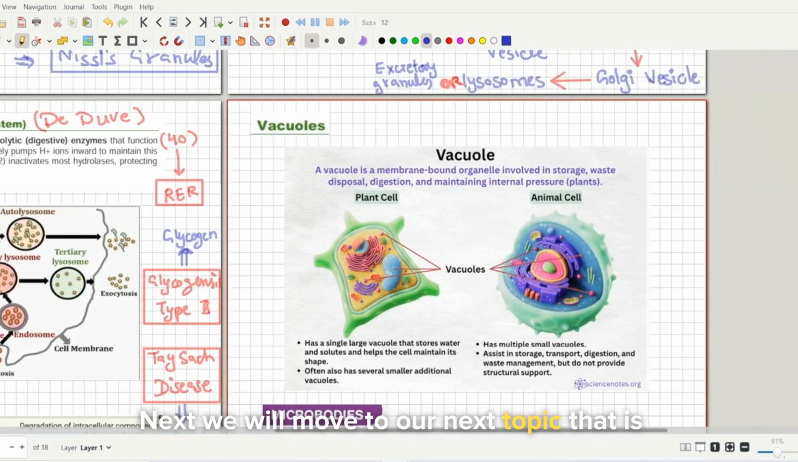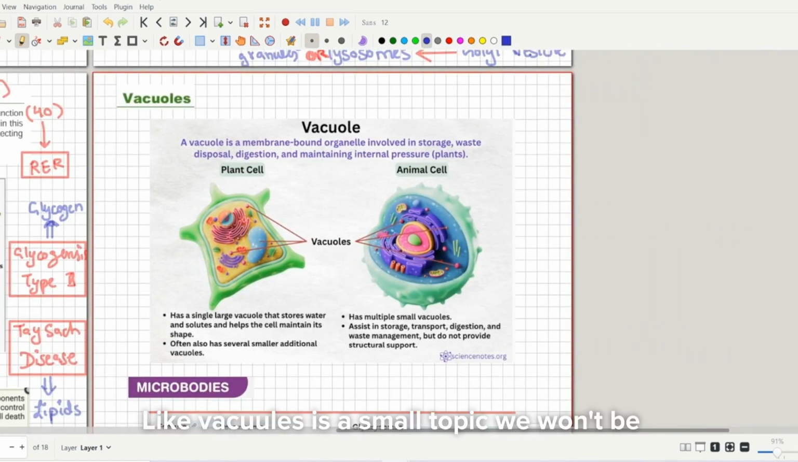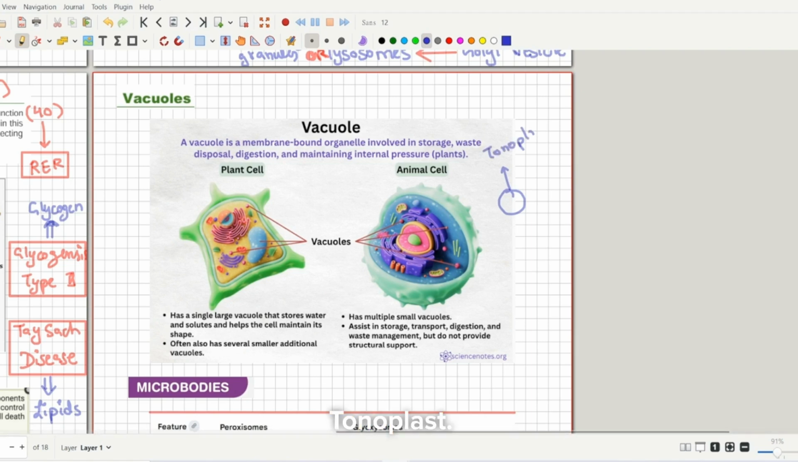Next we will move to our next topic, that is vacuoles. Vacuoles is a small topic, we won't be going into very big detail. Vacuoles are large vesicles that originate from the endoplasmic reticulum that we just discussed, and they are present in both animal and plant cells. The membrane separating the vacuole is called the tonoplast. If you see here, the vacuole has a membrane, and the membrane of the vacuole is called the tonoplast.